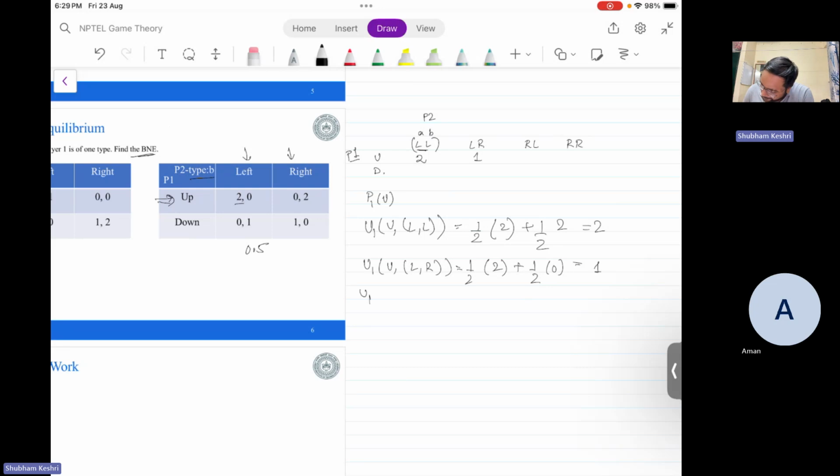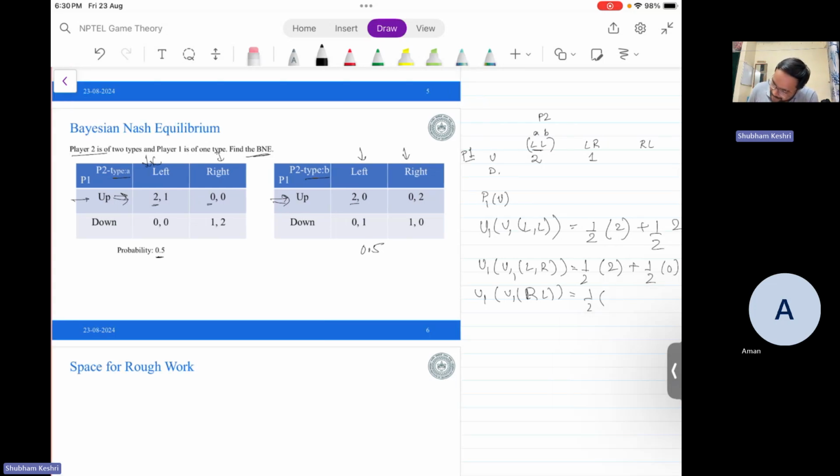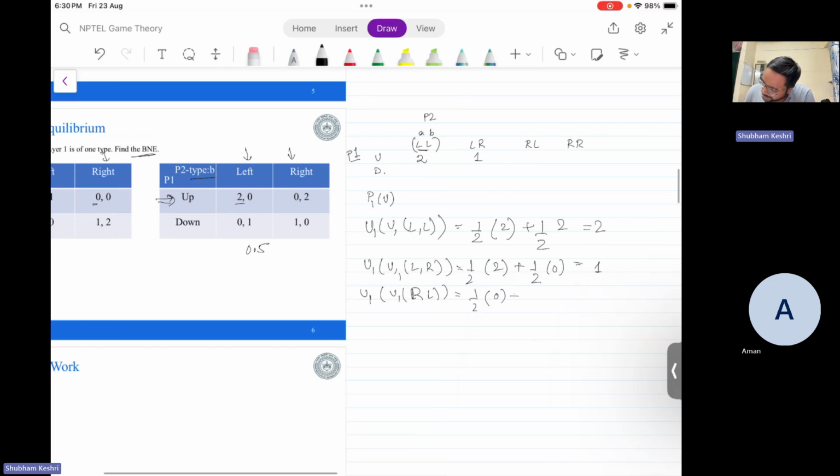Similarly, utility of player 1 when he is playing up and the other player is playing RL will be half times, you see, he is playing up and player 2 is of type A, which is playing R. Therefore, his utility is 0. And half of the time when he is playing up and the other player is playing left, he is getting a utility of 2. Therefore, he will get a utility of 1.